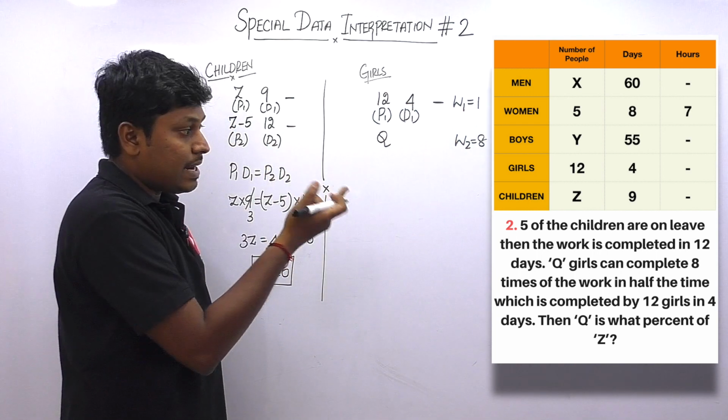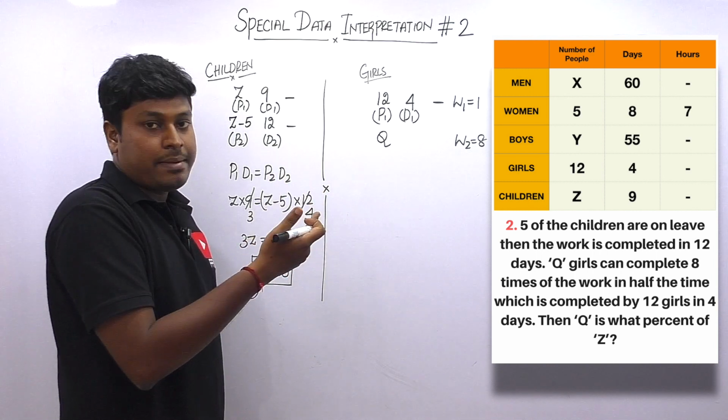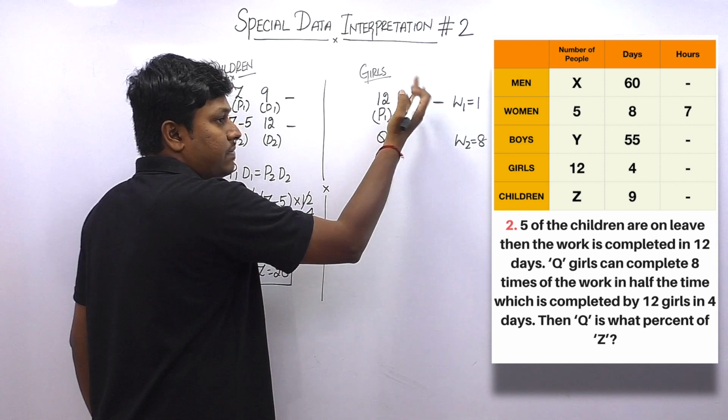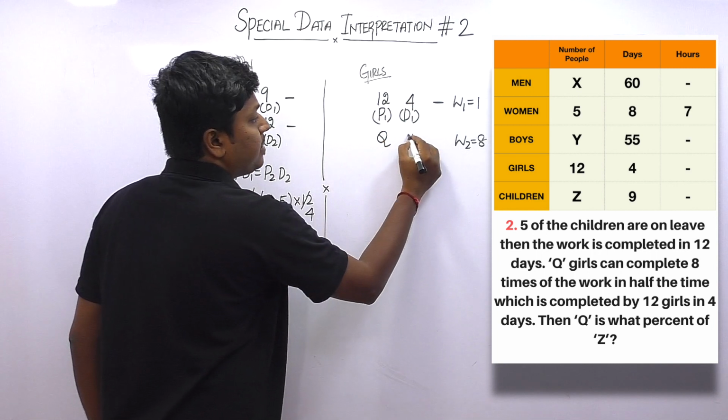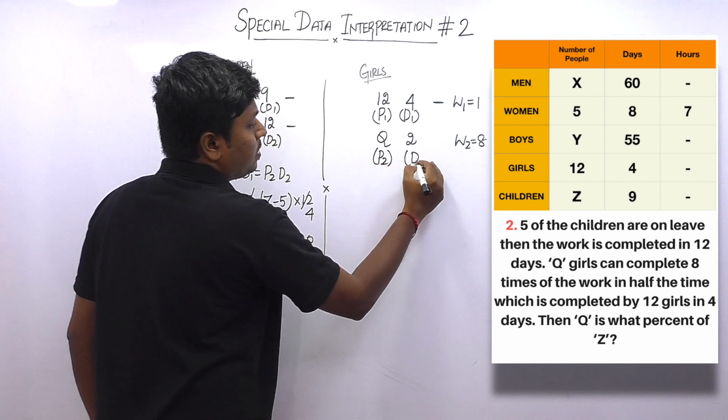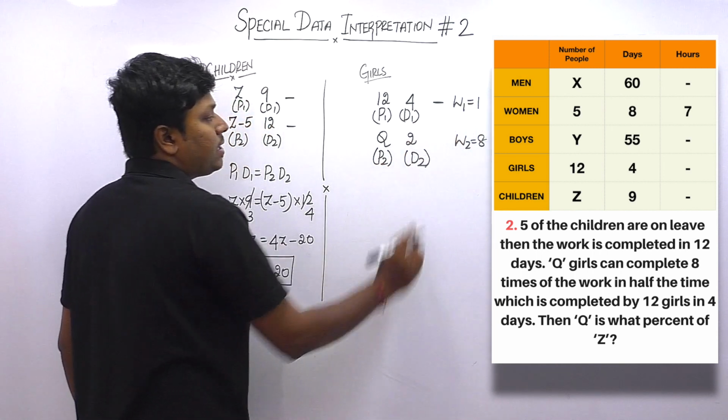Q girls can complete 8 times of the work that was done by 12 girls in 4 days. And another important thing, half the time. 12 girls complete a task in 4 days. If it is half the time, Q girls can complete the task in 2 days. So this will be condition number 2, P2 D2, and this will be W1 and W2.